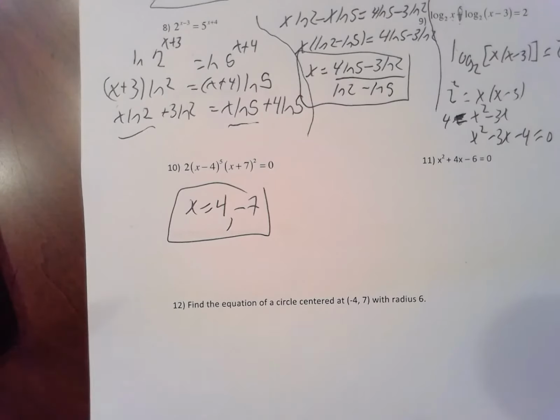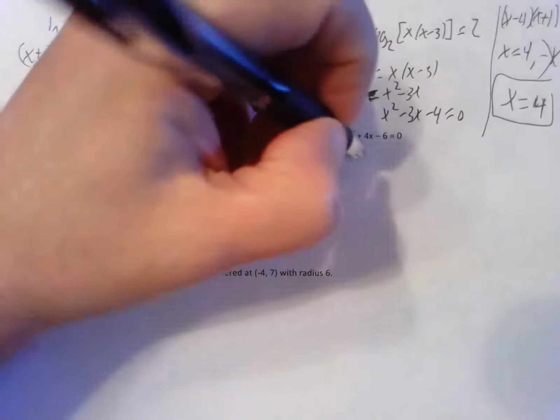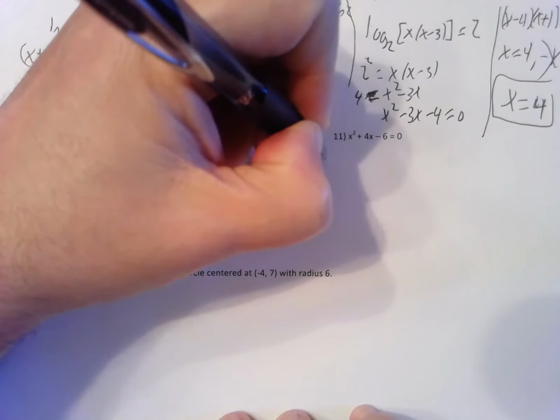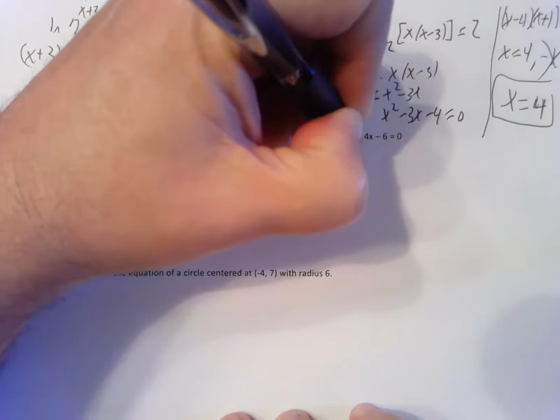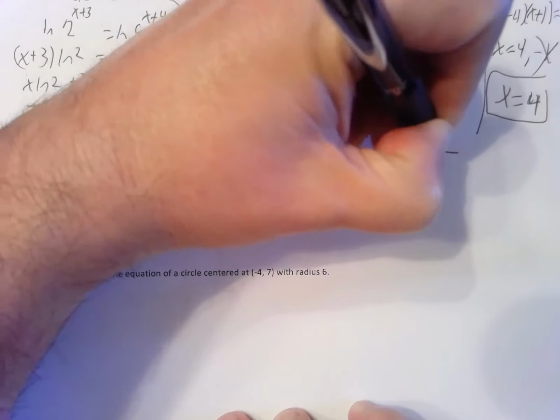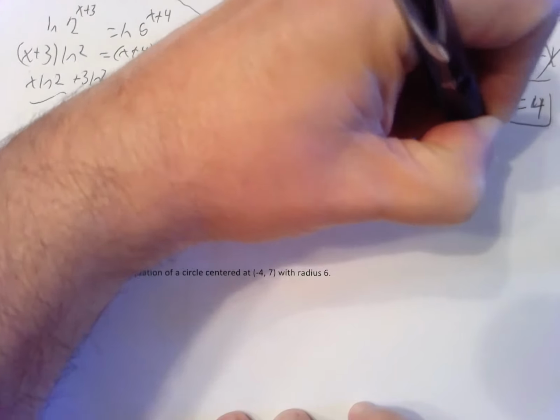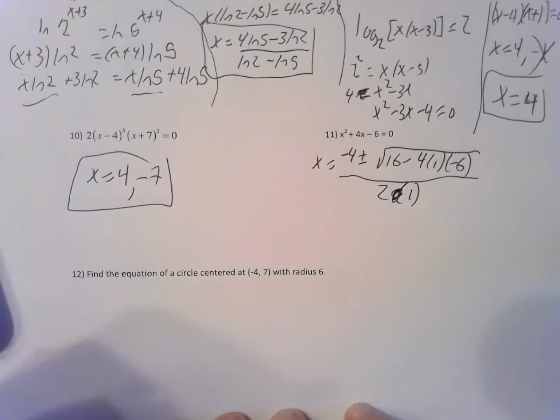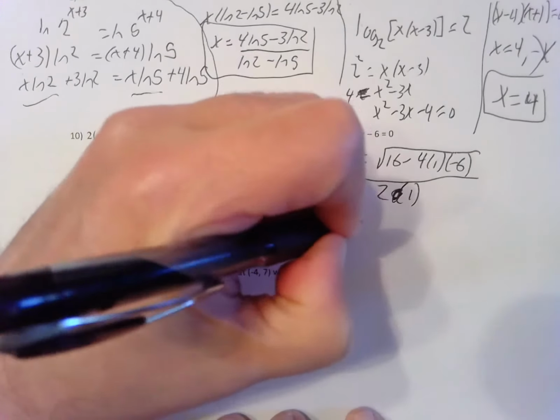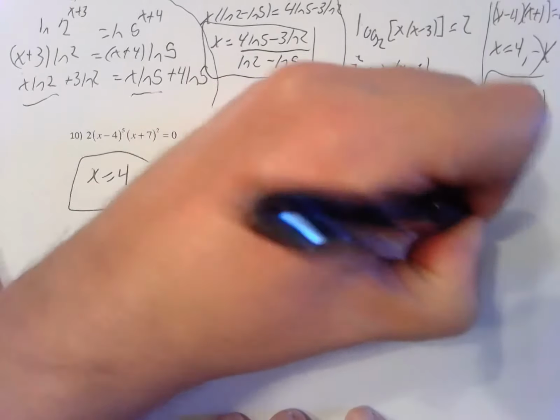Okay, that's not going to factor. I can look at that and see it's not going to factor. So we're going to need quadratic formula. Okay, so that's x is opposite of b, plus or minus, square root of b squared minus 4 times a times c, all over twice a. Sorry, a is 1. So that's negative 4 plus or minus square root.